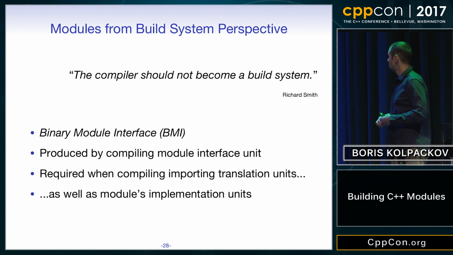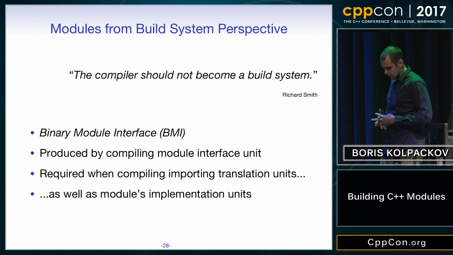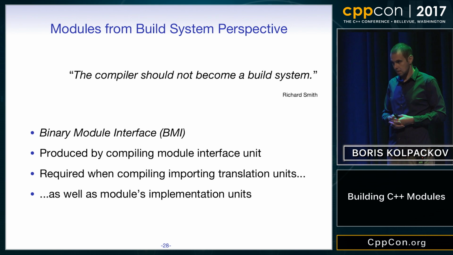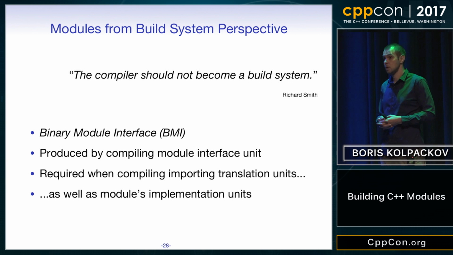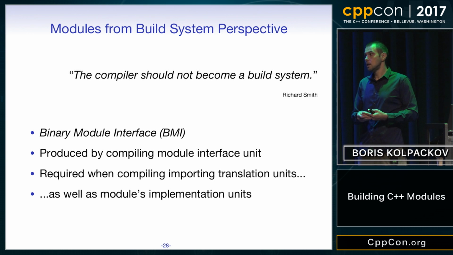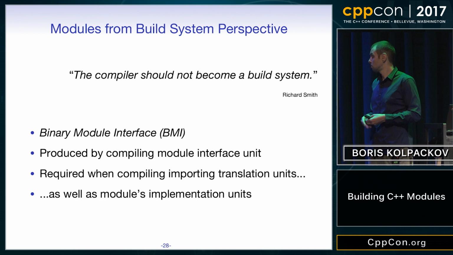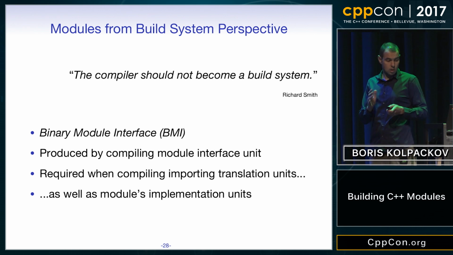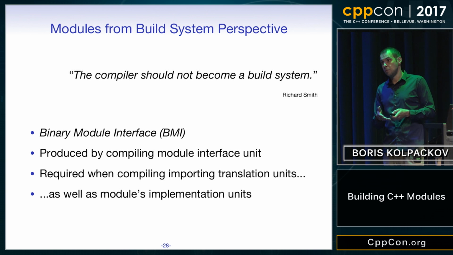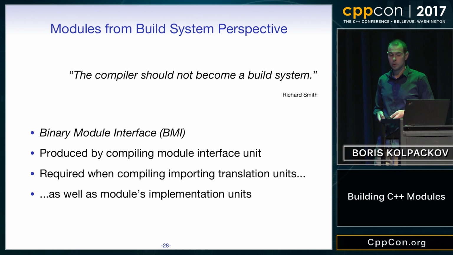Let's now take a look at what happens in the build system space. The central piece of the module infrastructure in the build system area is the binary module interface file. It's produced by compiling the module interface translation unit, and it is required when we compile every translation unit that imports said module, as well as its implementation units.